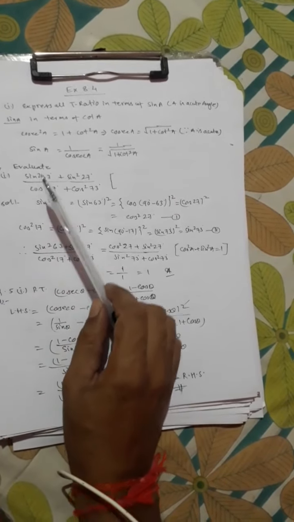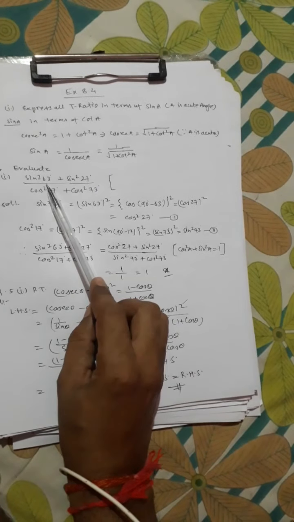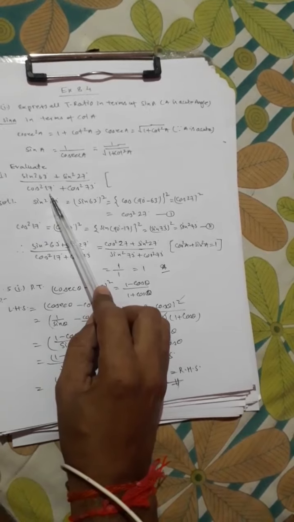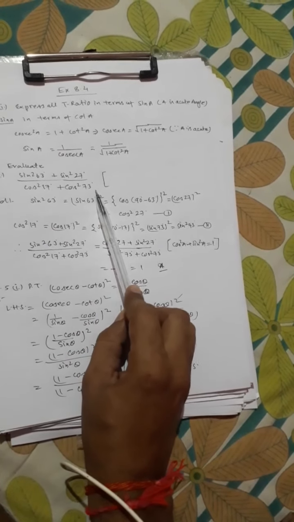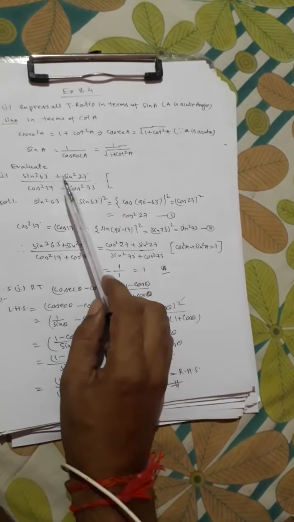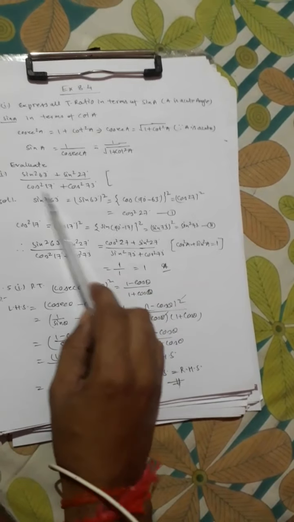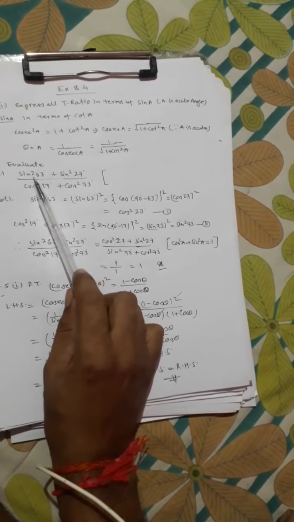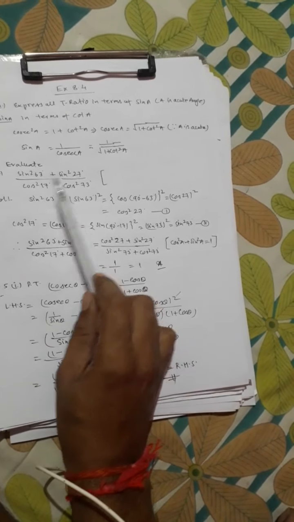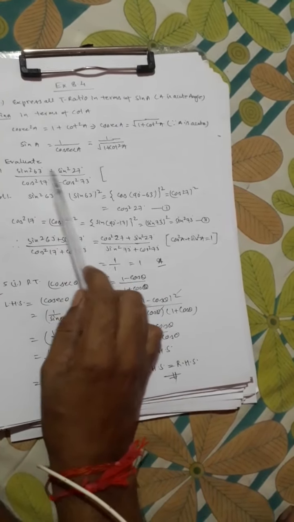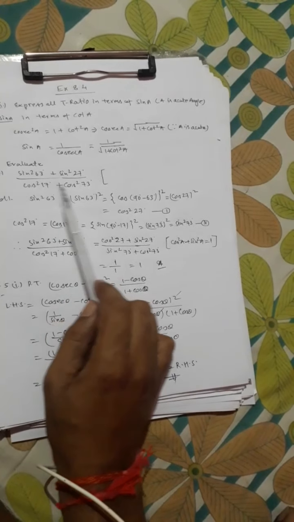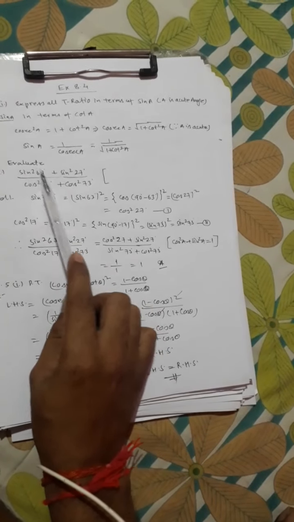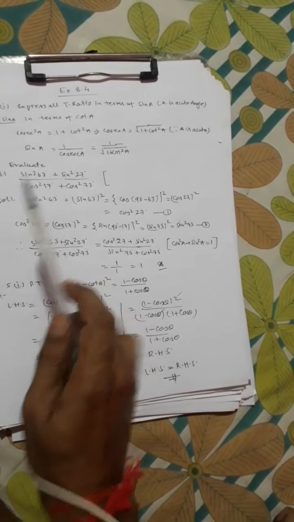Now third question is evaluate sin square 63 degree plus sin square 27 degree upon cos square 17 degree plus cos square 73 degree. So we have to find the value of this expression. Here we have sin square and sin square, cos square and cos square. So in the numerator and denominator, we have to change any one value by applying the complementary formula.